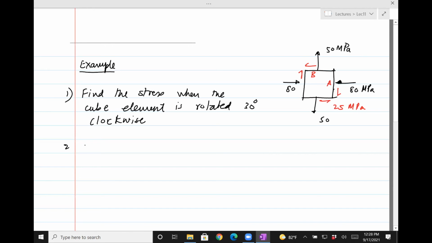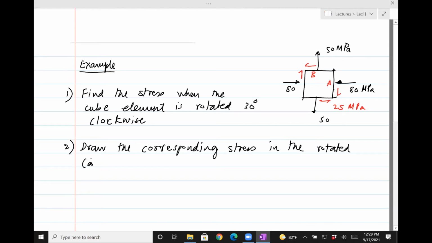And second, draw the corresponding stresses in the rotated configuration. That is, you need to draw this cube rotated by 30 degrees clockwise and then show the resulting stresses. So unless you do the first part, you can't do the second one.